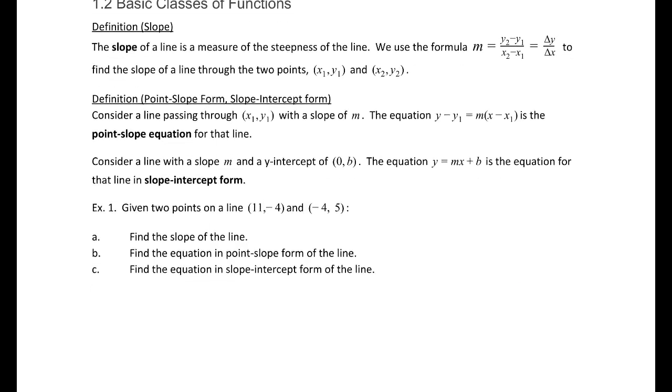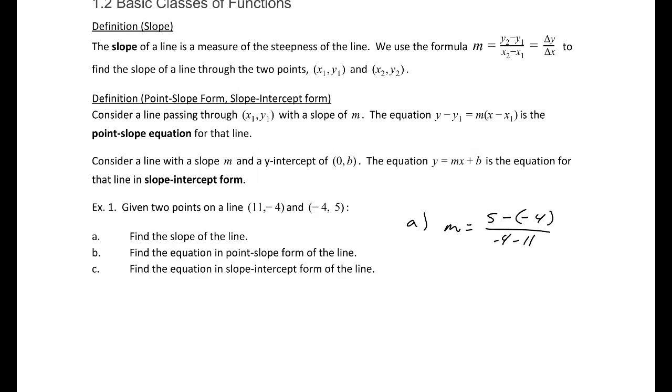So given 2 points on a line, (11, -4) and (-4, 5), find the slope of the line. That's our first step here. To find the slope, we will take 5 minus -4 divided by -4 minus 11. I'll go ahead and label these points x1, y1, x2, y2, and that comes out to be 9 over -15, which reduces to -3/5, reducing that by 3.